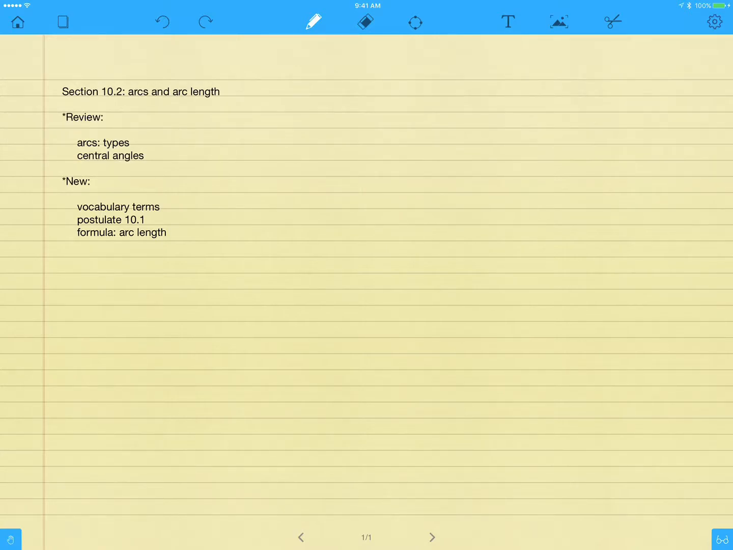For section 10.2 about arcs and arc length, we're going to be reviewing arc types. We're going to be reviewing central angles, some vocabulary terms, postulate 10.1, and the formula about arc length. That's the big focus. Arc length was the focus of today's lesson. Wednesday we really focused on what arcs and the central angles were. So let's jump right in.